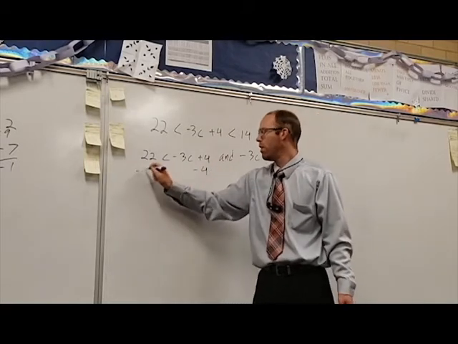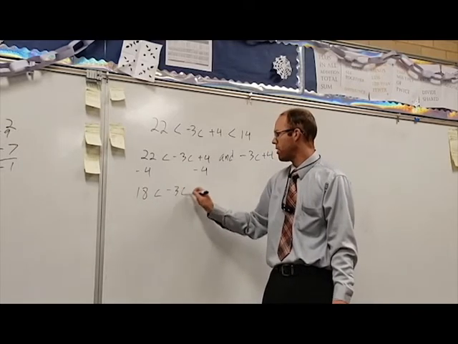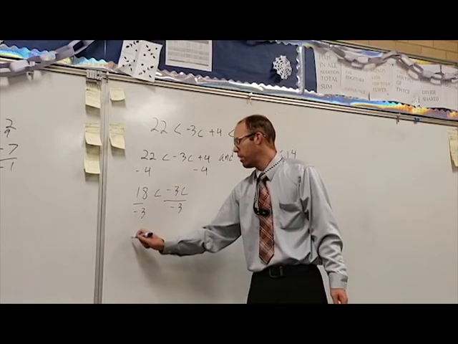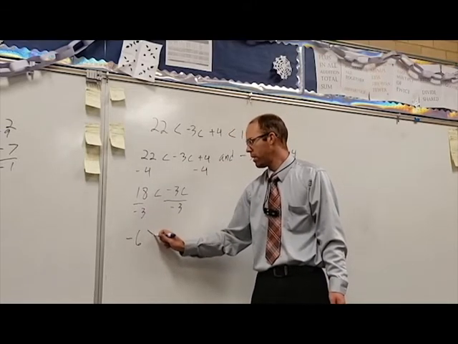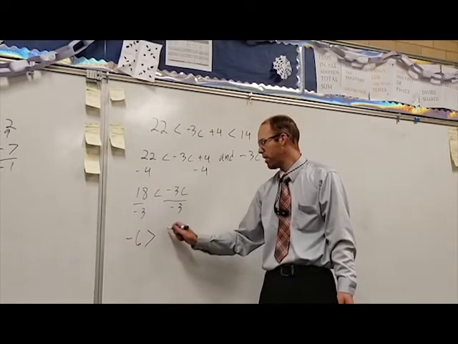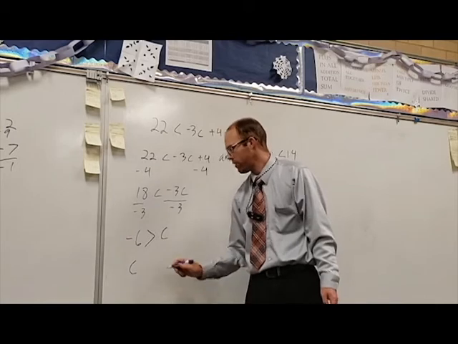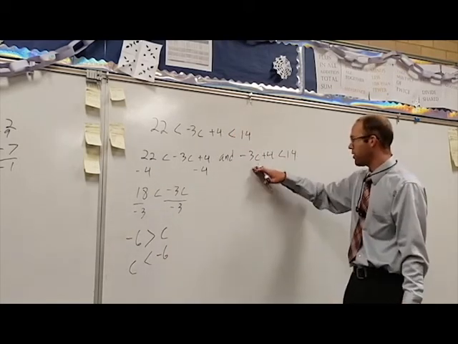Subtract 4. Subtract 4, we get 18 is less than negative 3c. Divide by negative 3. And we get negative 6. This needs to flip because we just divided by a negative number, so it's now greater than c. And then I'm going to switch this around so my c is on the left side. That would be c is less than negative 6. Okay, let's solve this one.